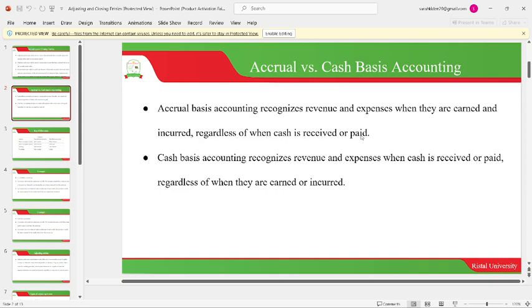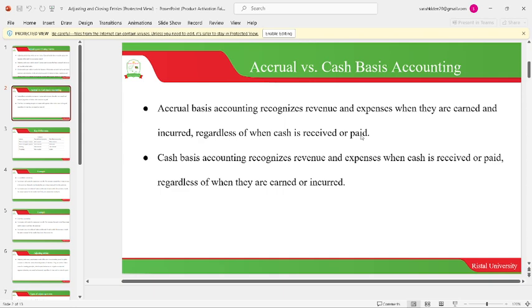So usually under accrual basis, revenue and expenses are recognized when you earn them or when they are incurred. Even if you have not yet received that amount in cash, as long as it has been earned or incurred, that is accrual basis. We recognize all the revenues and expenses when they are incurred or earned.